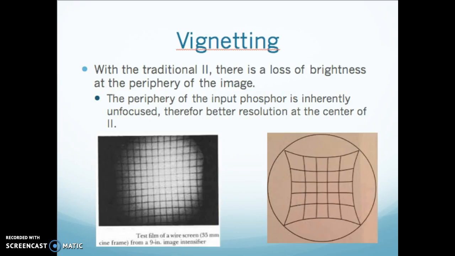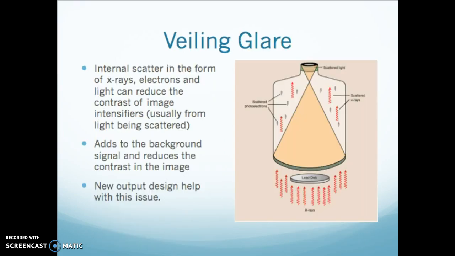Vignetting. With traditional IIs, there's a loss of brightness at the periphery of the image. The periphery of the II, of the input phosphor, is inherently unfocused. Therefore, there is better resolution at the center of the II. So you can see here, it's better here than it is out here. So you can see it's a lot darker out there.